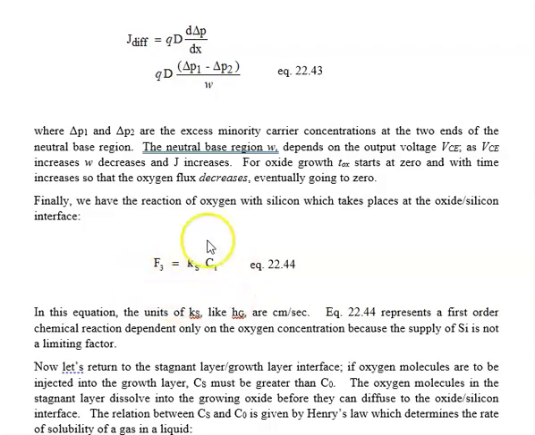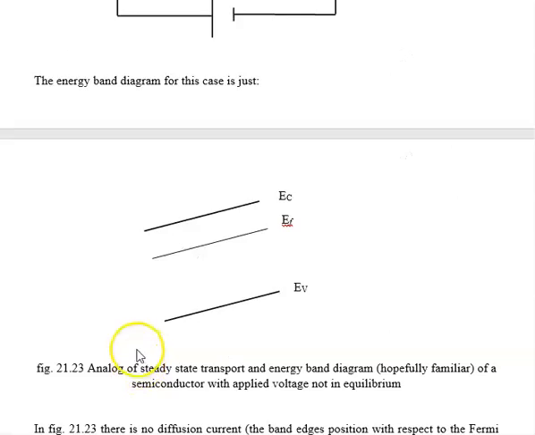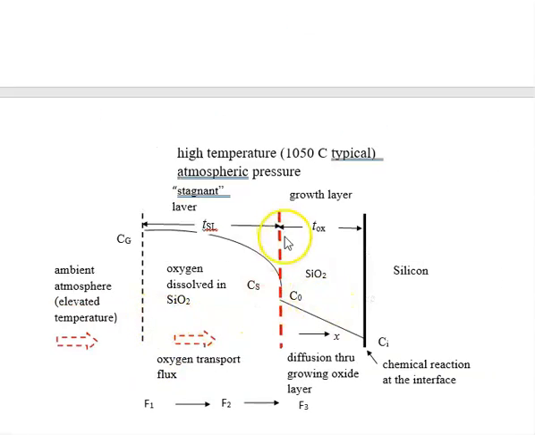Okay, so before we go on to the actual reaction itself, let's go back again and look at this interface right here between the stagnant layer and the growth layer. We're dissolving molecular oxygen from the gaseous phase into the liquid/solid phase. So what happens here at the interface is governed by something called Henry's law. And let's take a look at an animation which describes Henry's law right now.